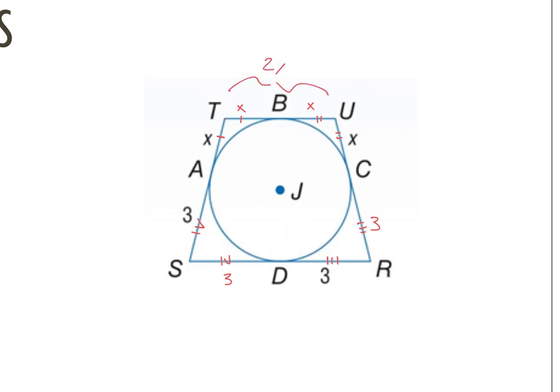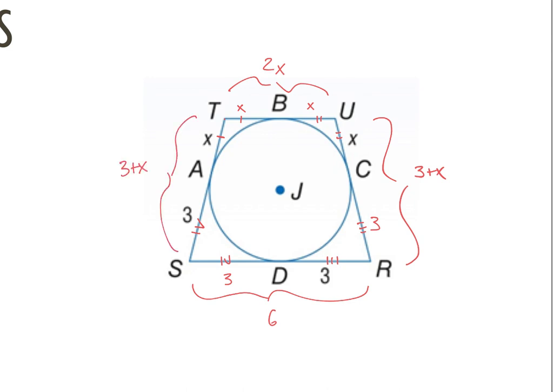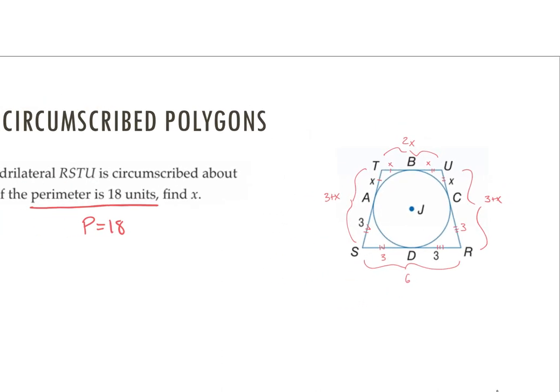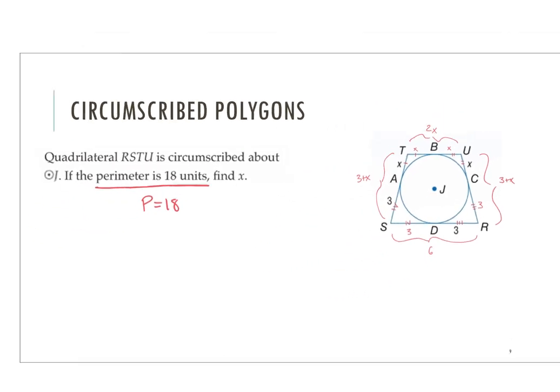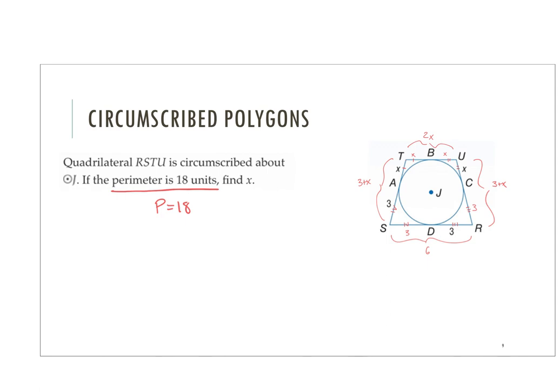Okay, so that means this side is 2x. This side is 3 plus x. Okay, make sure you make that distinction. This is 6. And then this is 3 plus x again. So I'm going to zoom out, go back to my main picture. The perimeter is 18 units. So I can set up the equation that 18 is equal to 2x plus 3 plus x plus 6 plus 3 plus x. Okay, go ahead and solve.